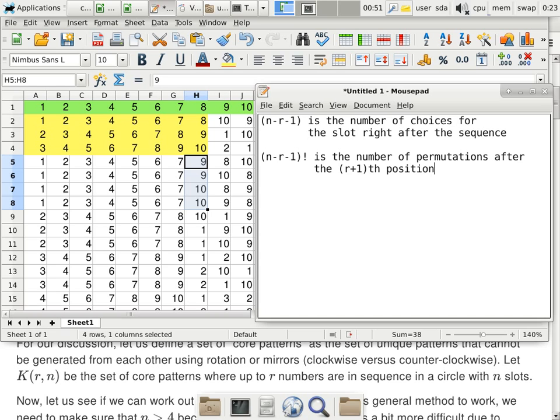So together, in this case, we have the total number. N minus r minus 1 times n minus r minus 1 factorial is accounting for the 4 here. If you look at the row numbers, we are accounting for row 5 to row 8. That's what this number is. Is that okay?